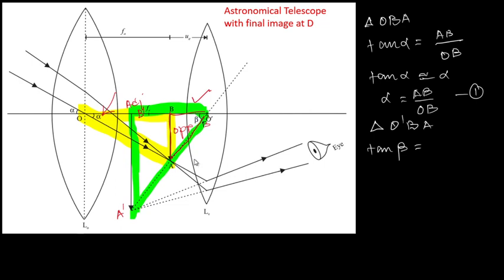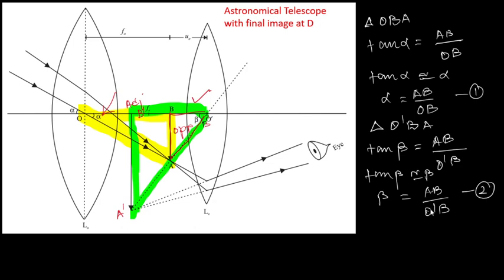So opposite is AB and adjacent is O dash B. Now tan beta is approximately equal to beta. Therefore beta is equal to AB by O dash B. So this is equation 2. Okay, so carefully go through this.